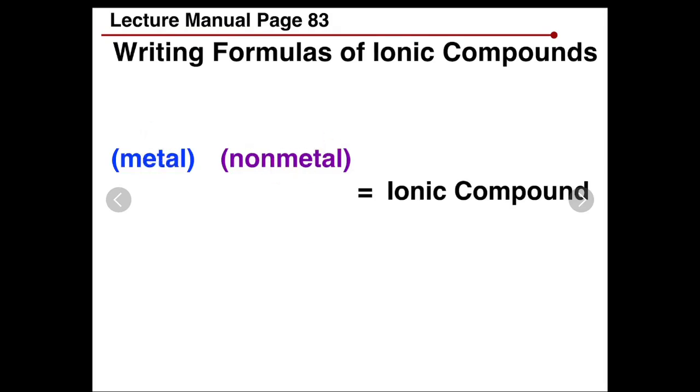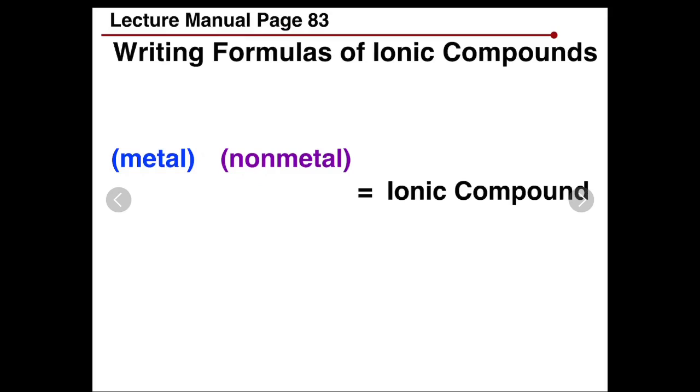In writing the chemical formula of an ionic compound, we rely on the metal and non-metal, and the order you write them has to be in this order. You need to write the metal first, followed by the non-metal, which is the same order as the elements on the periodic table, right? Because if you think about the periodic table, everything on the far left would be metal, everything on the far right would be non-metal. So that's why the order is this way.